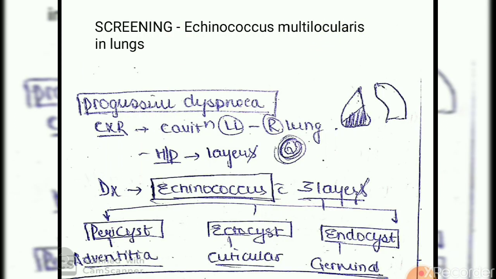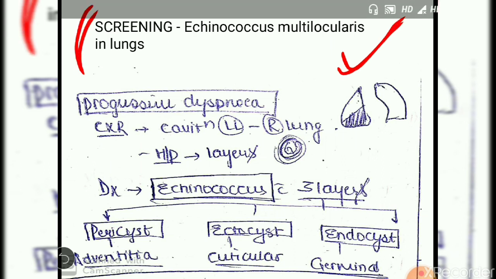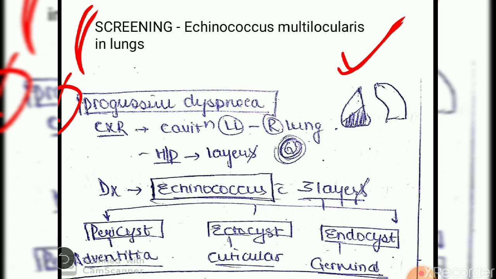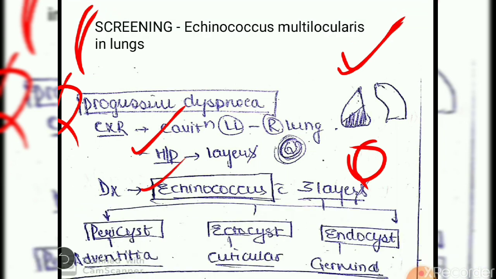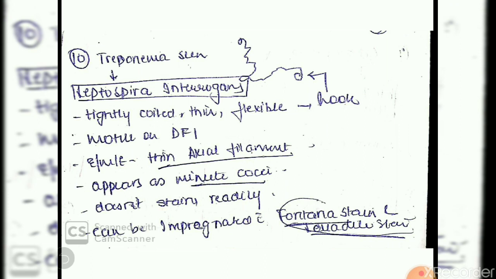Next question is on the Echinococcus granulosus and multilocularis, which is used for the screening in the lungs. Otherwise, you can see a question has come that a progressive dyspnea patient coming to you with a cavitation in the lower lobe of the lung, and it has three layers, that is pericyst, ectocyst and endocyst. So it is Echinococcus, right? Echinococcus पे बहुत commonly question आते हैं.